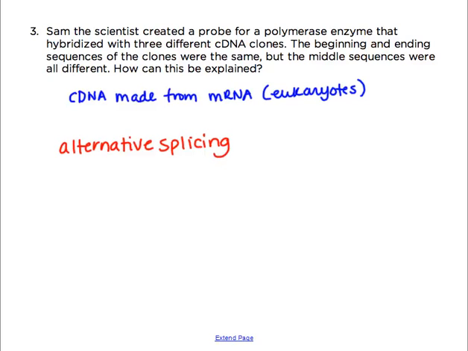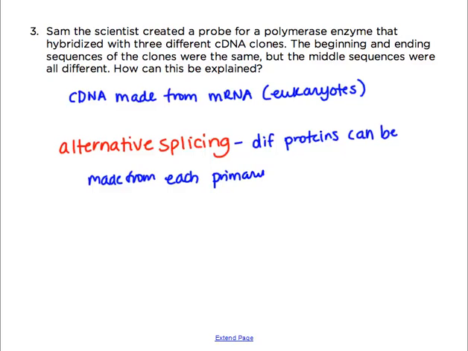Now, alternative splicing gives more than one specific protein, an mRNA that can encode for that protein, from each primary transcript. So different proteins can be made from each primary transcript. Alternative splicing can make different mature mRNAs from the same gene.